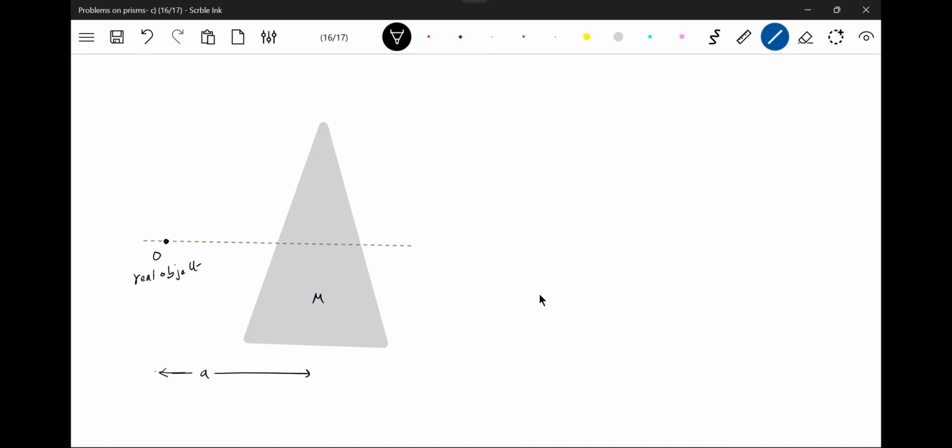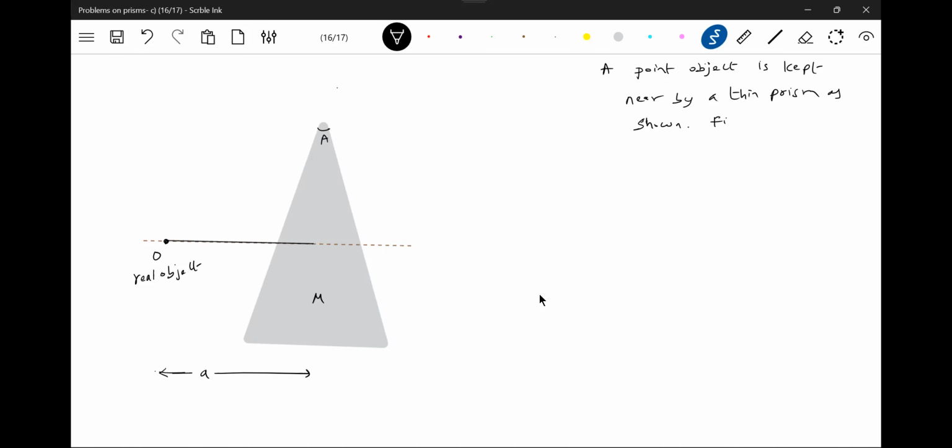The ray, it's a thin prism. I'll write the question. A point object is kept nearby a thin prism as shown. Find the location and nature of image.